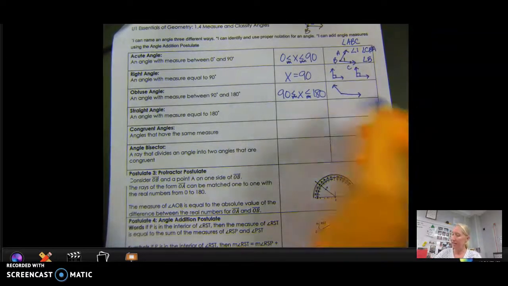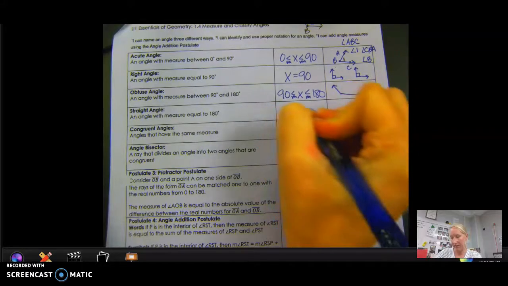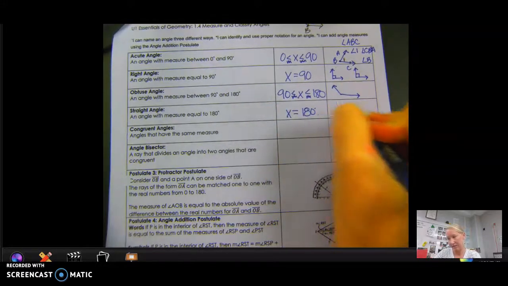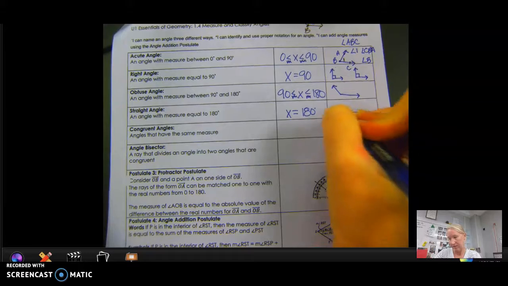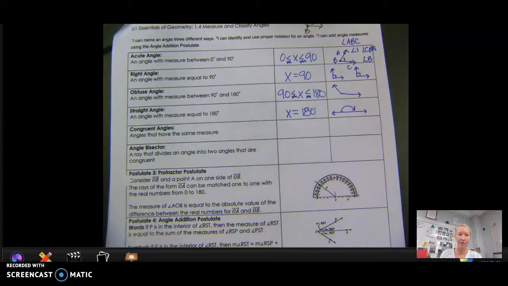A straight angle equals 180 degrees. So it makes a straight line. So this would be a straight angle, making a straight line.